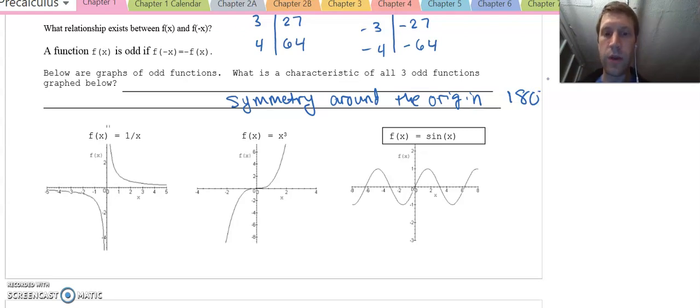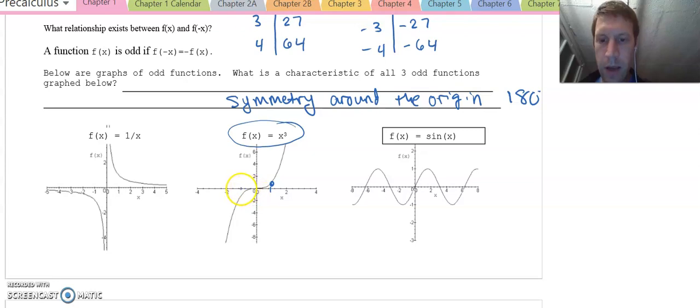So here's 3 odd functions. F of x equals 1 over x. The one we just talked about, f of x equals x cubed, and then your sine of x function is also an odd function. So let's look at x cubed. This is kind of tough to see with the scaling, but where's 1? I think that's an input of 1. So when I plug in 1, I get an output of 1.